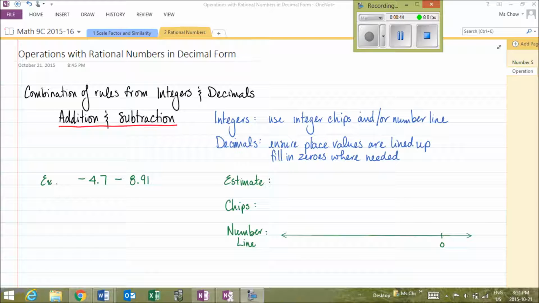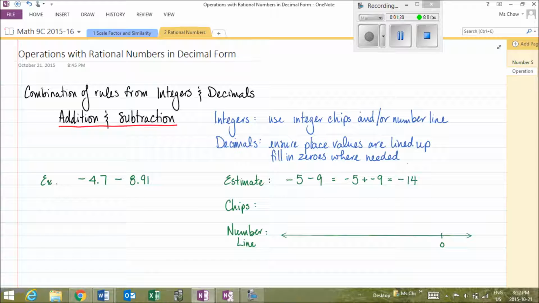-4.7 minus 8.91. As an estimate, we'll probably think of the closest integers. So perhaps we're looking at -5 minus 9, and this kind of question can be confusing to a lot of people, but remember, subtracting 9 is the same as adding the opposite, so -5 plus -9, and that reminds us that we're looking at -14. So that's what we're looking at as an estimate.